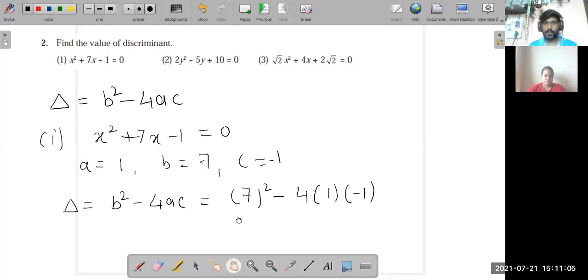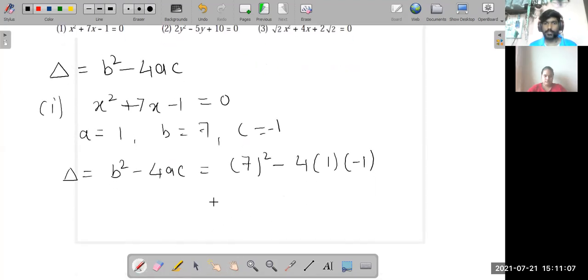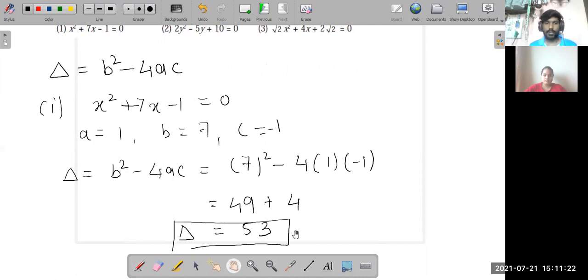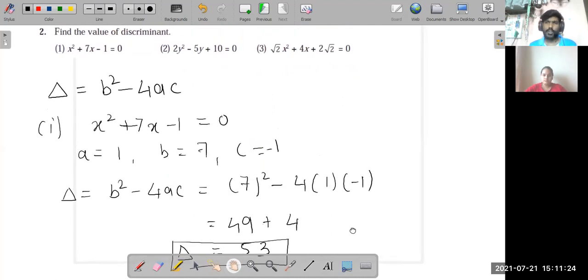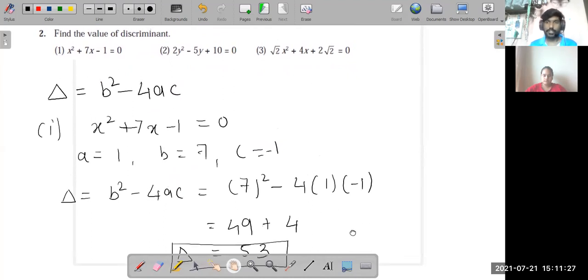So b square minus 4 into 1 into -1. So this becomes 49. And this minus and minus plus 4. So that is 53. So the value of the discriminant in this case is positive 53. Real. They have not asked us for the nature.